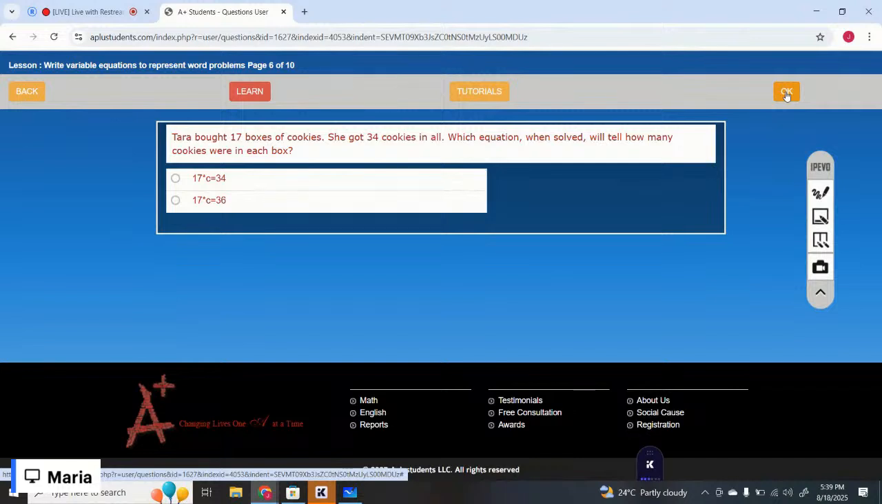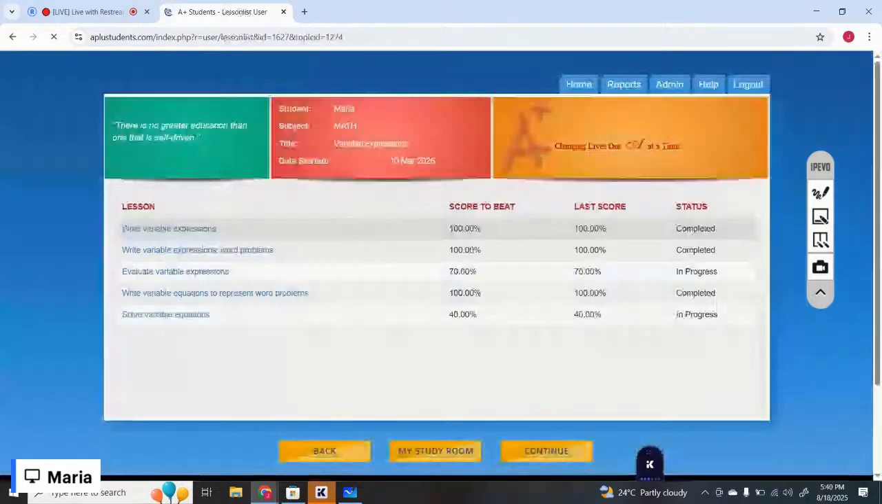Tara bought 17 boxes of cookies. She got 34 cookies in all. Which equation, when solved, will tell how many cookies were in each box? Very good. Option number 1 is the correct option. That is 17 times c equals 34. Okay, you can complete the list yourself later today.